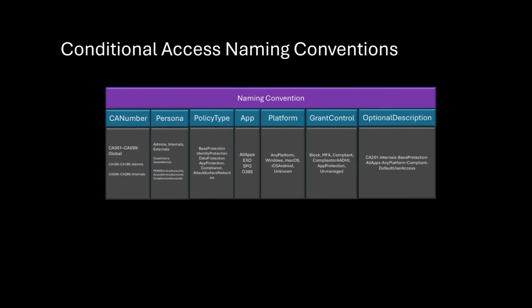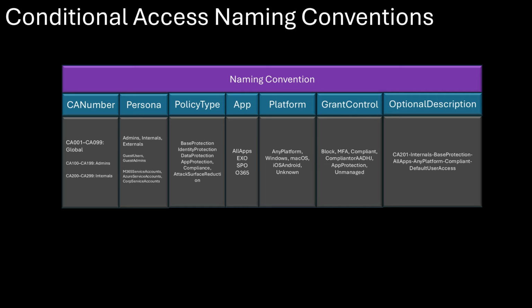The suggested naming structure is built around six key components, and they are CA number, persona, policy type, app, platform, grant control, and optional description. Each piece gives you quick insights into the policy's purpose. Let's unpack what each part means.